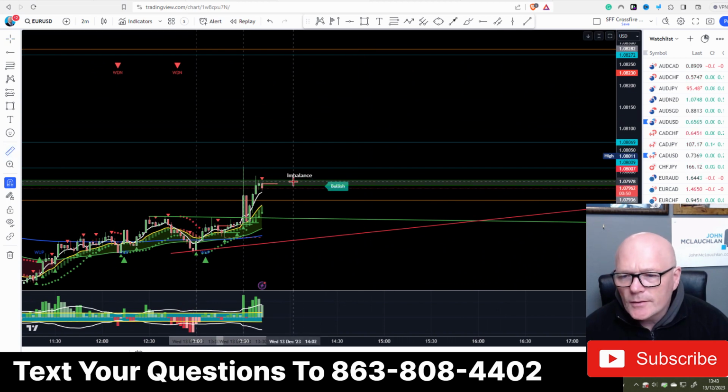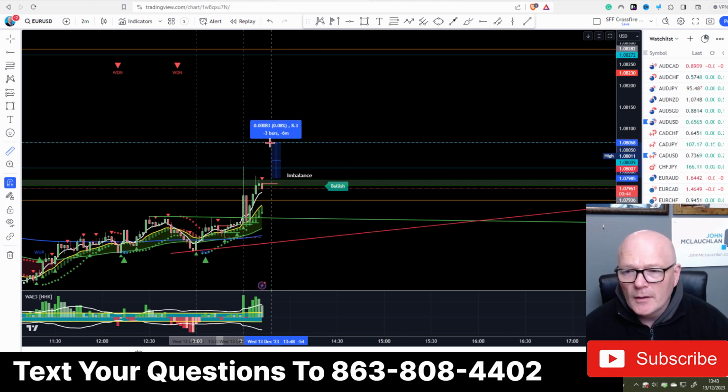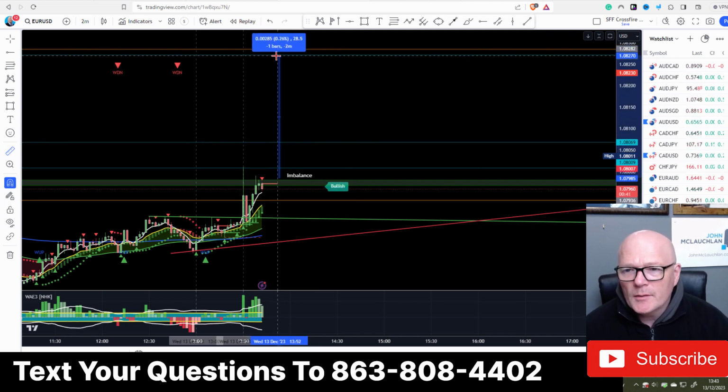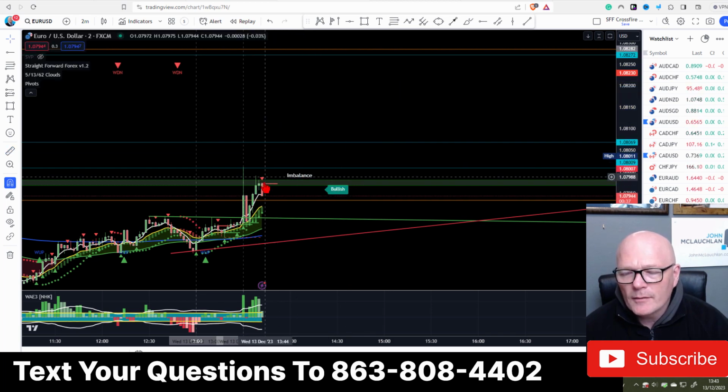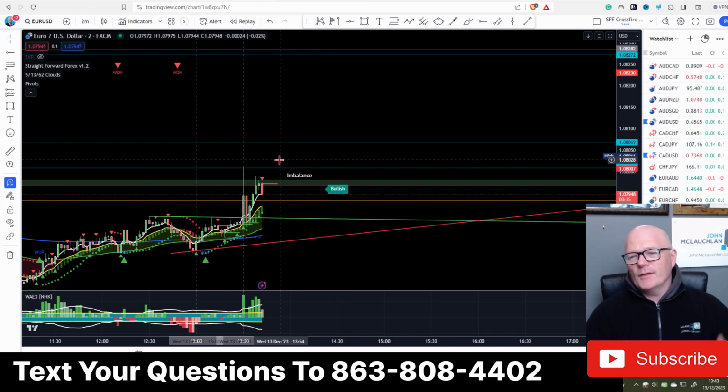So distance to the next, obviously we've got the imbalance to get through. We've got a resistance only 2 pips away, that's 8 pips away, and the next one up here is 28 pips away. So really, we'd want price to, depends on the price action as well.